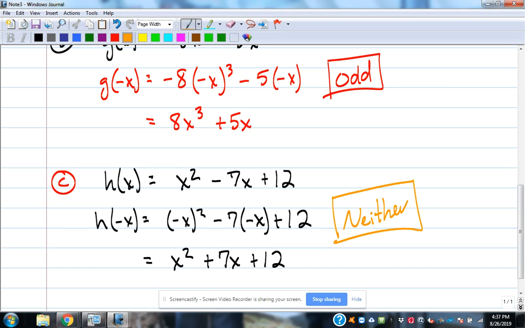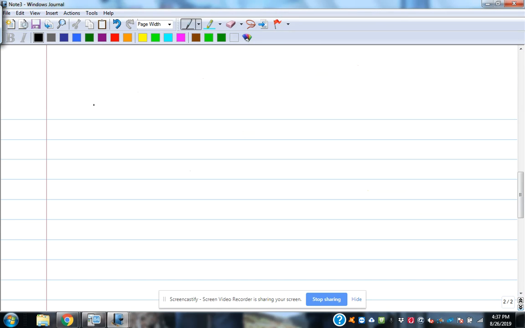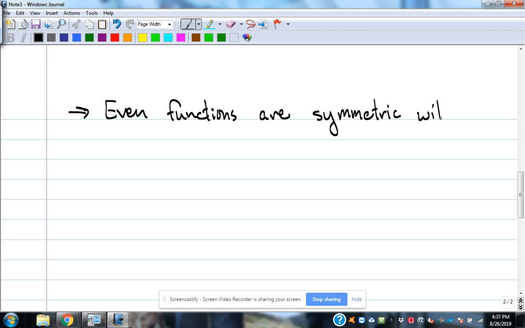All right. Once we know that things are odd or even, we get some things about graphs for free. By knowing that a function is odd or even, it can help us with a few things with graphs. And these are just rule things. Okay, even functions are symmetric with respect to the y-axis.